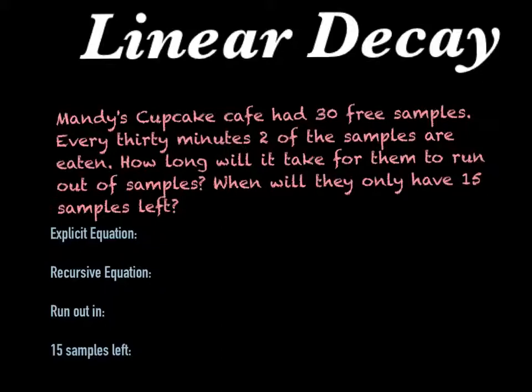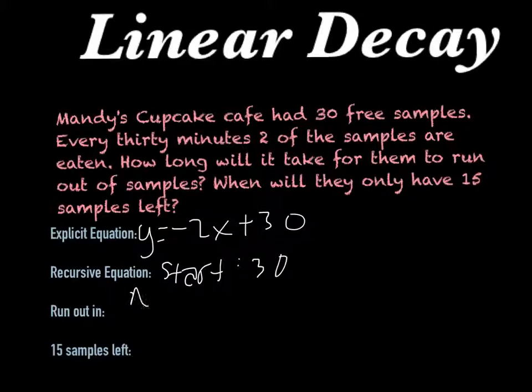The explicit equation is y equals negative 2x plus 30. Negative 2 is how many samples are gone in every 30 minutes, and the plus 30 is what they start with, which is 30 free samples. The recursive equation is next equals now minus 2.